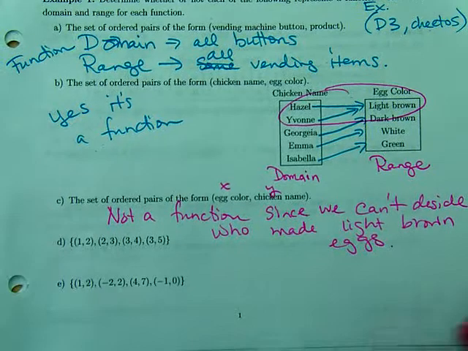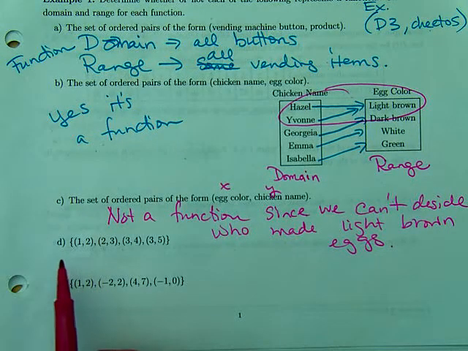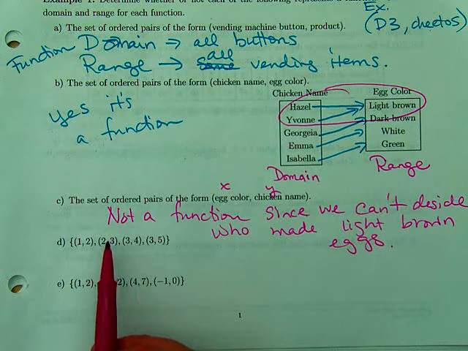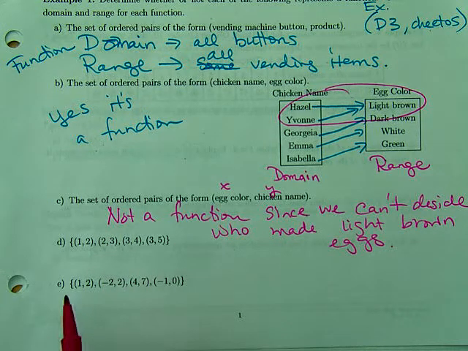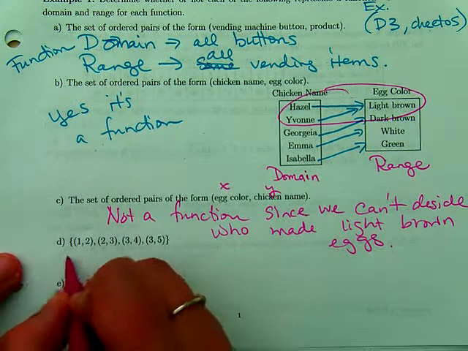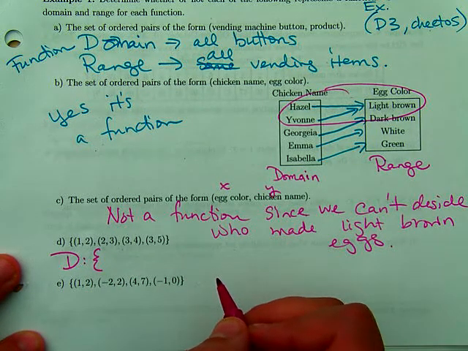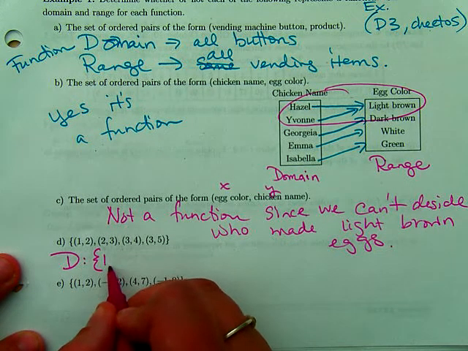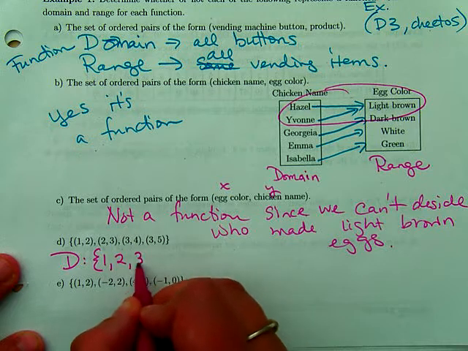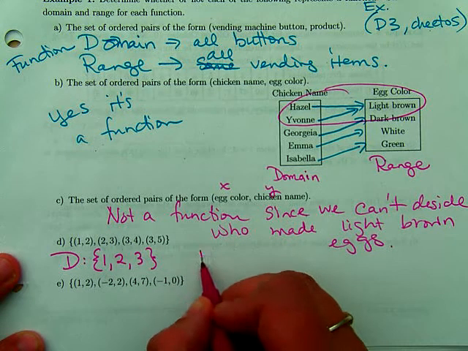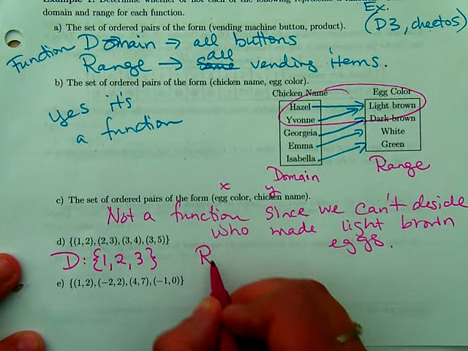Okay, now let's look at this one when it comes to numbers. Each input has to have only one output. So what are the x values or the domain? 1, 2, 3. What is the range here, the y values?